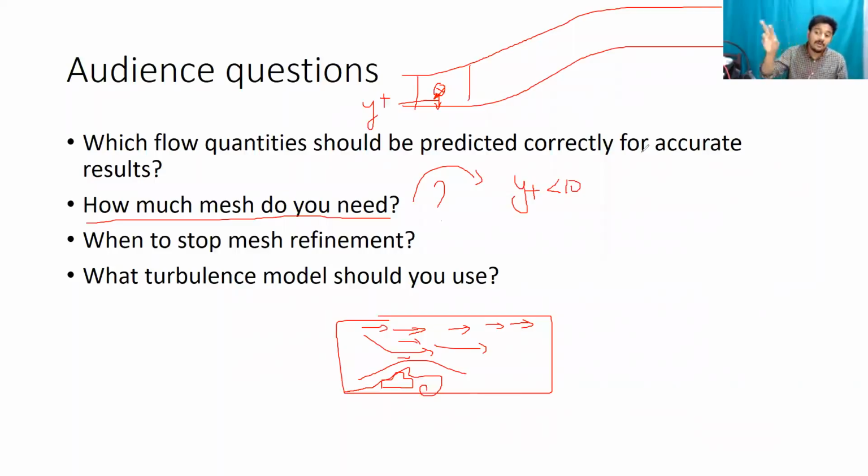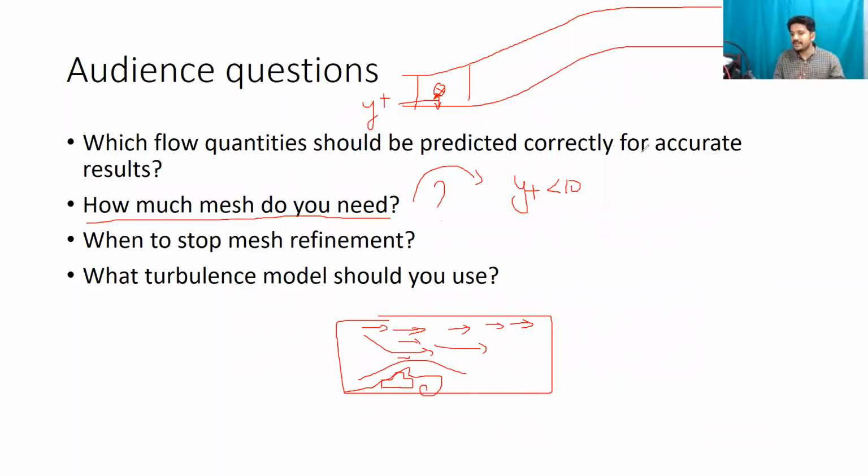Your current y plus is what? 9,000. So you have to refine your mesh by approximately a factor of 100, right? Which means there is no way you'll be able to run the simulation on your laptop, right? So I hope that makes sense. So that is the quantity that you need to focus on, guys.